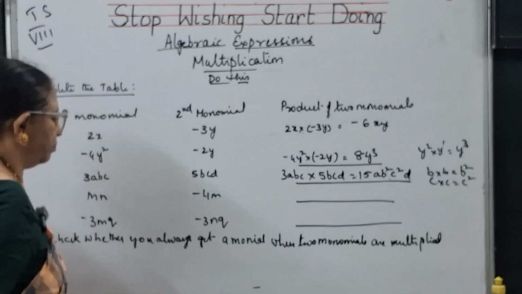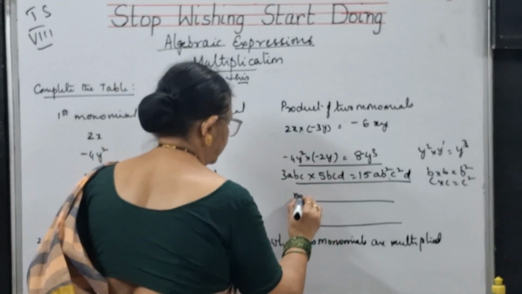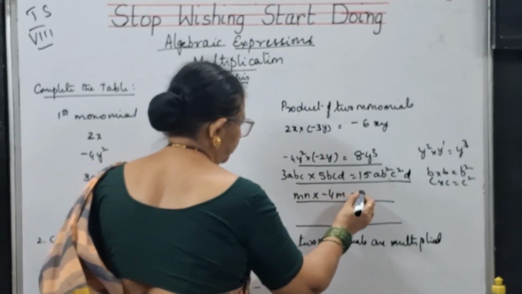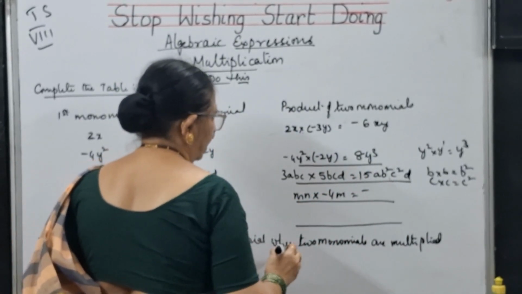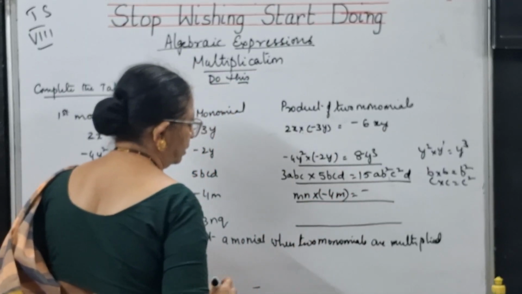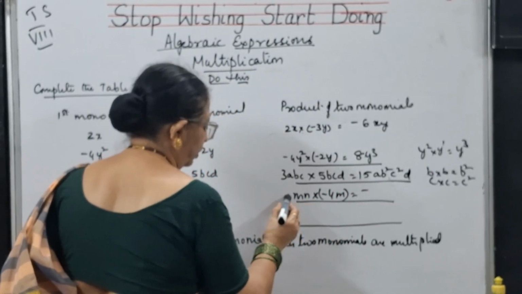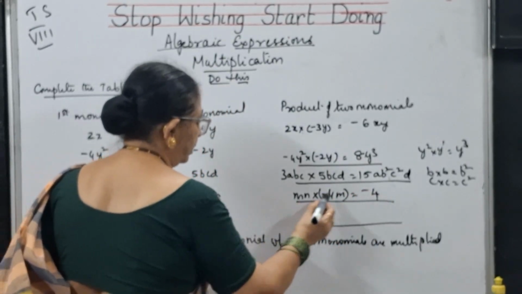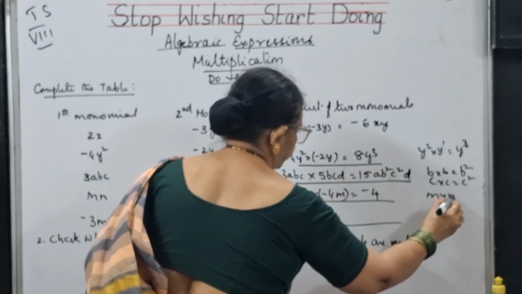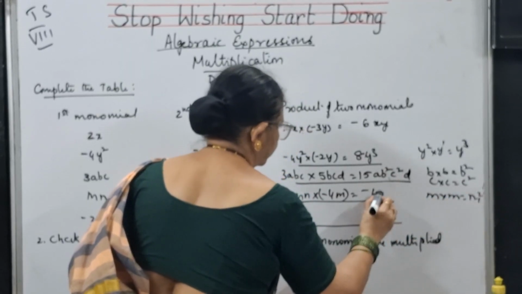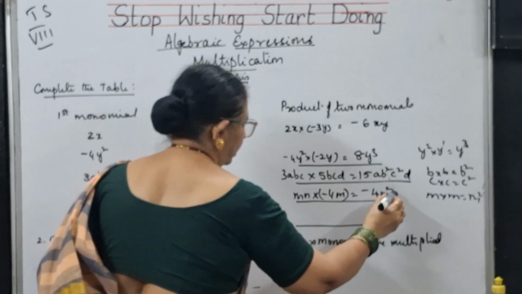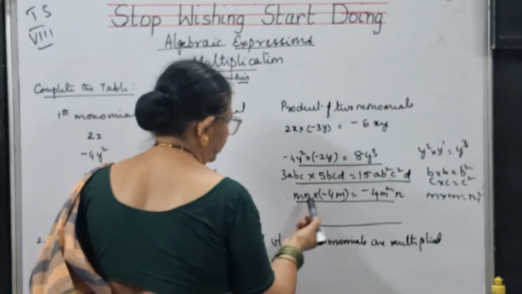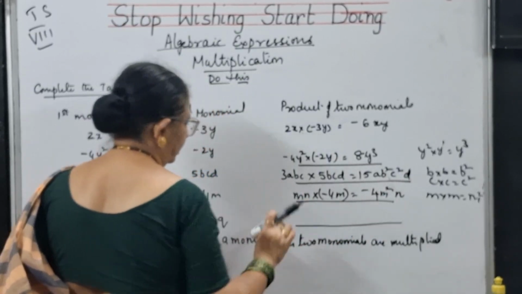Now mn into minus 4m. Plus into minus, minus, and let us keep it in the bracket. m into, there is no number here, means 1, 1 into 4, 4. m into m, m into m is m square. 4m square n as it is. So plus into minus, minus, 4 into 1, 4, m into m is m square, and n.